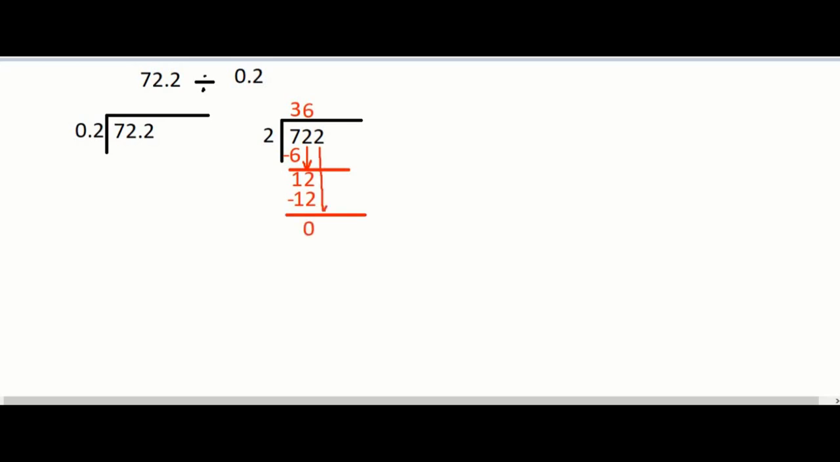Now I'm going to bring down this 2. So 2 into 2 goes 1 time. 1 time 2 is 2. 2 minus 2 gives us 0. Therefore, our answer is 361.